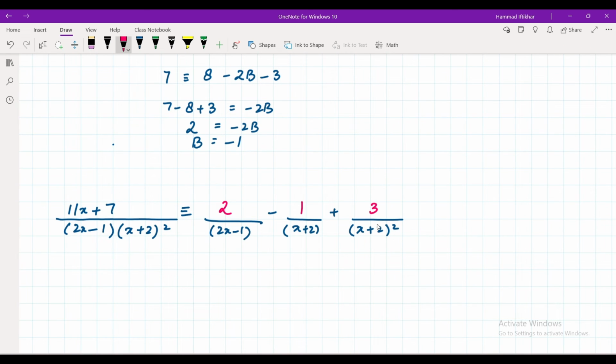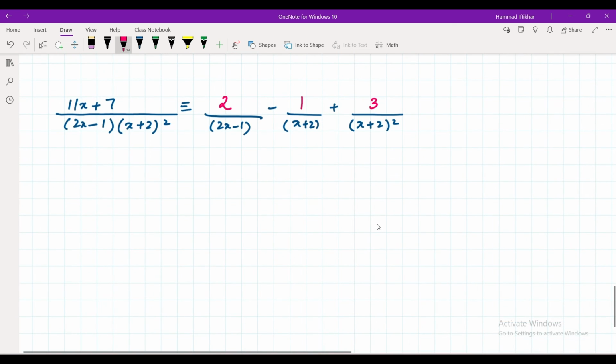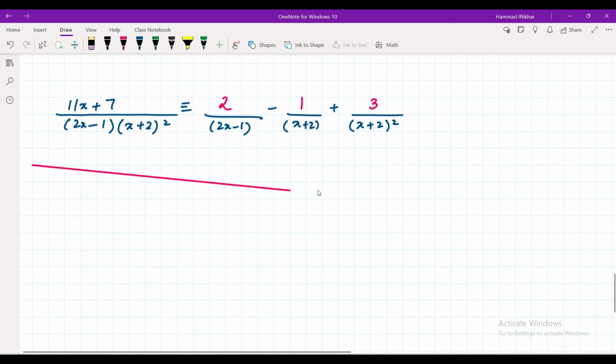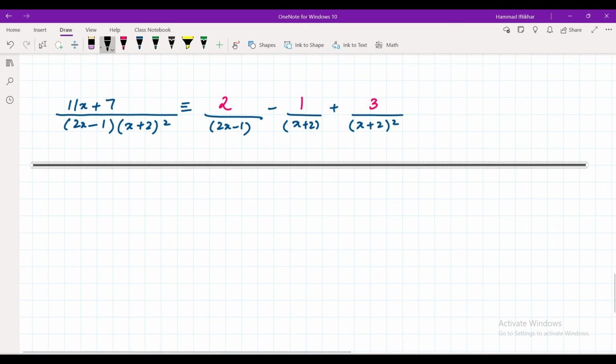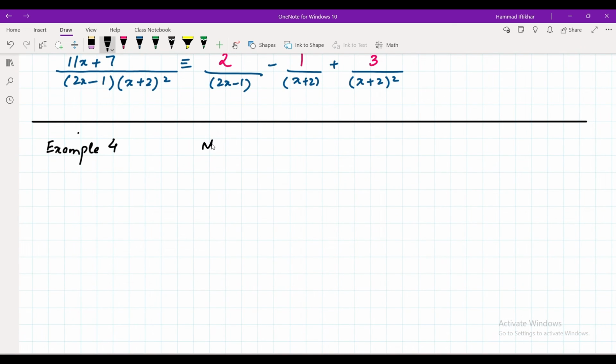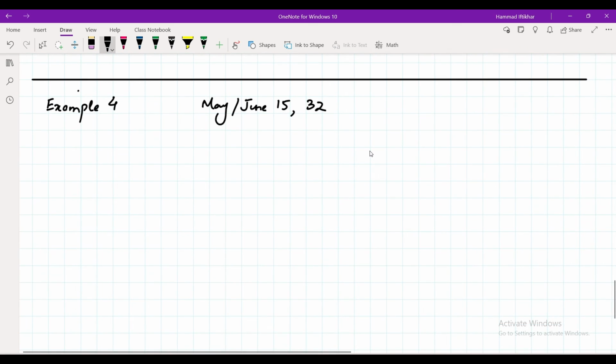All right, so this was the repeated factors case. Now let's try a question for the quadratic factor case also. So this question is also from the May, June 15, but from the other variant. So May, June 15, 3, 2. Again, I'm using old questions just as an example. We will have another video for the recent questions.